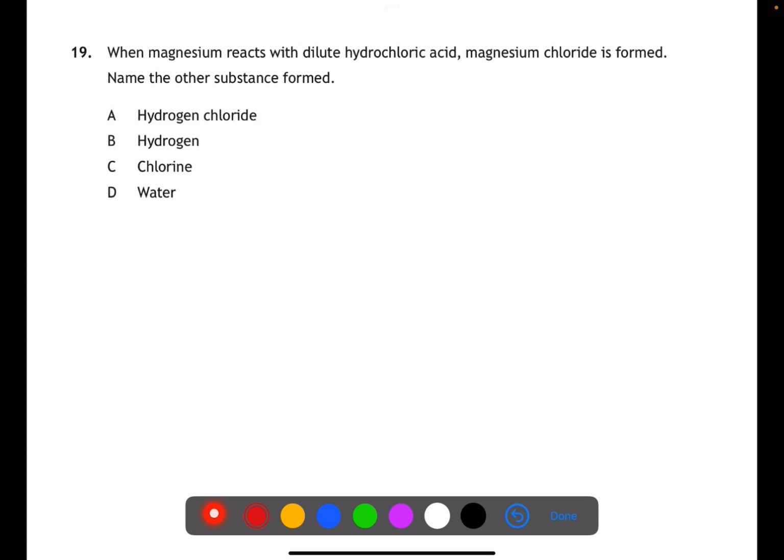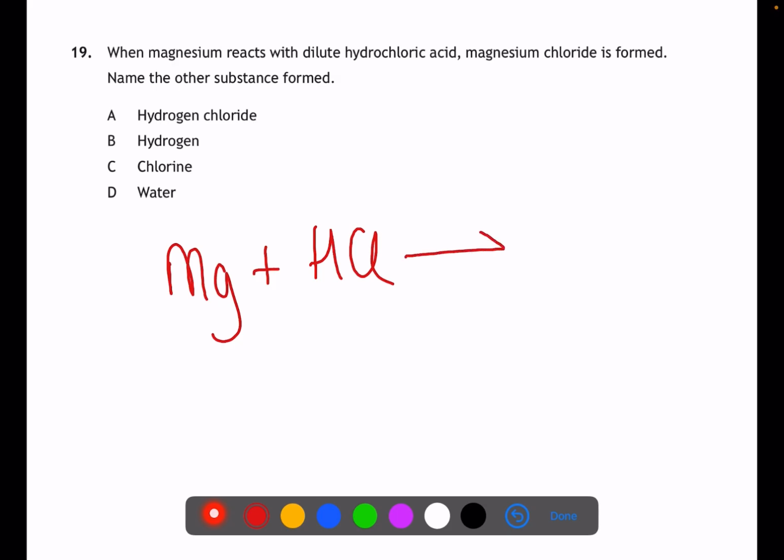Question 19. When magnesium reacts with dilute hydrochloric acid, magnesium chloride is formed. Name the other substance formed. So here we're going to have magnesium plus HCl. I'm not going to write this as a balanced equation. We're getting magnesium chloride, so the only other thing missing here is hydrogen. So we would also give off hydrogen gas, B.